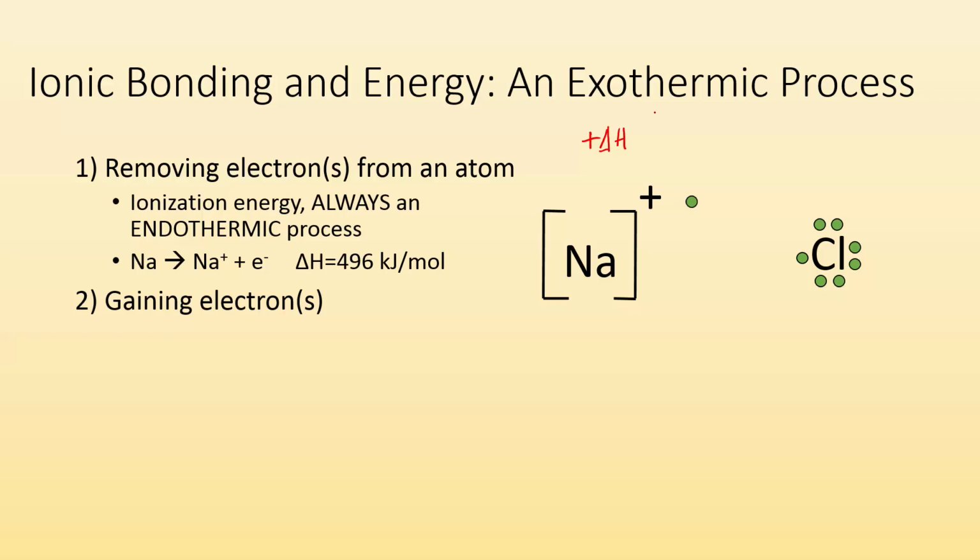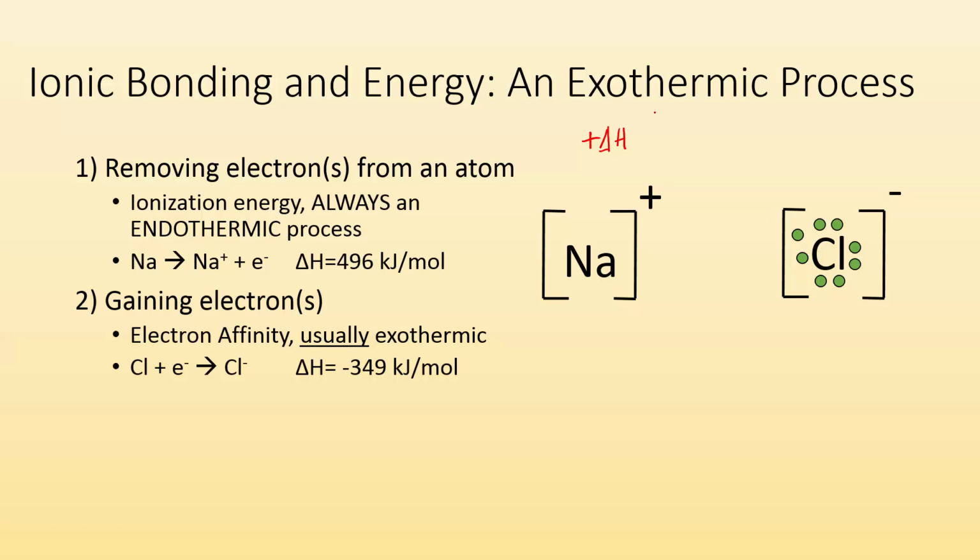Second step, gaining electrons. This is where electron affinity is going to come into play, and it's usually exothermic. So that chlorine gaining an electron to become the chloride ion is an exothermic process. You can look electron affinity up for chlorine. There it is. It's negative 349 kilojoules per mole.